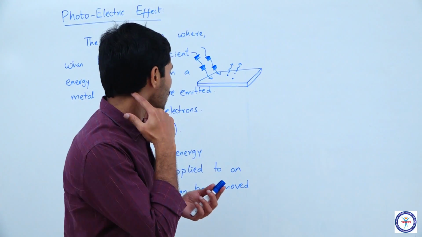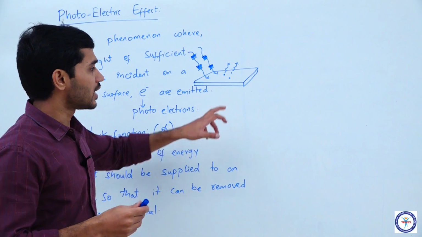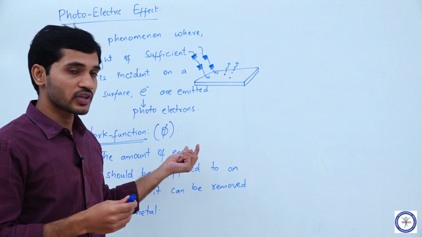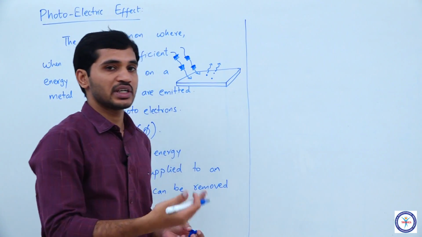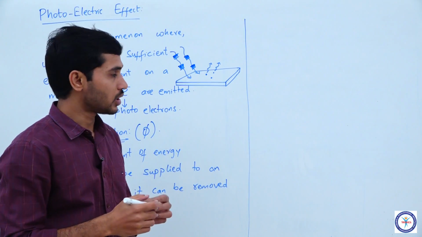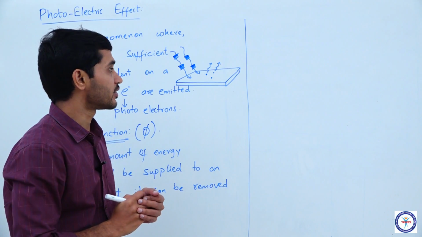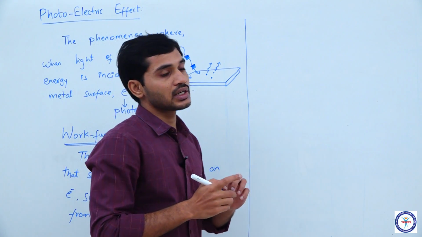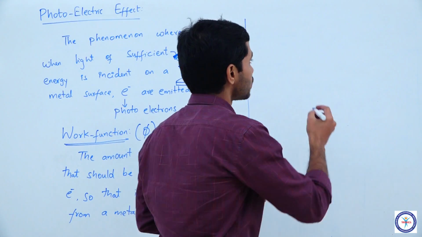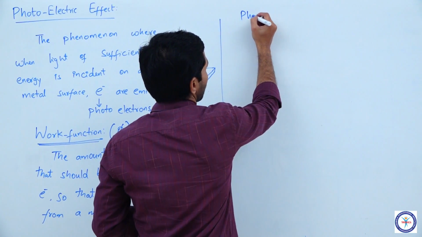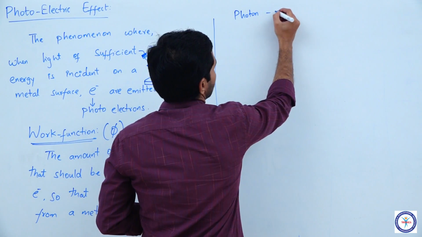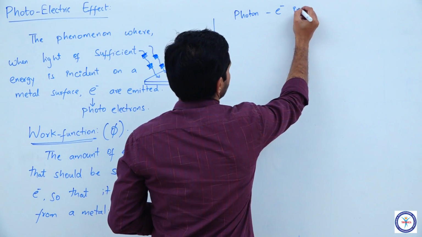Now we know that for removing any electron, we need to give it this much amount of energy. Now let us talk about how that energy should be given and what happens when that energy is given. Before we learn about that, there is one major thing we will have to be aware of, which is how a photon interacts with an electron.